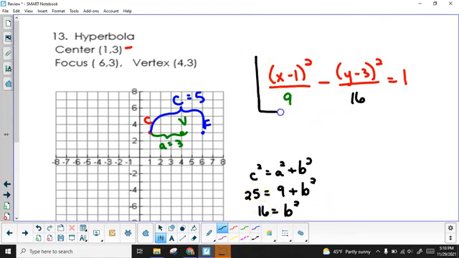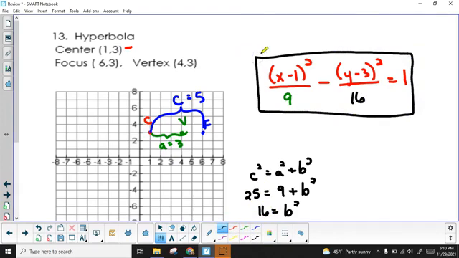And this is our equation. And there you go. All right, good luck.